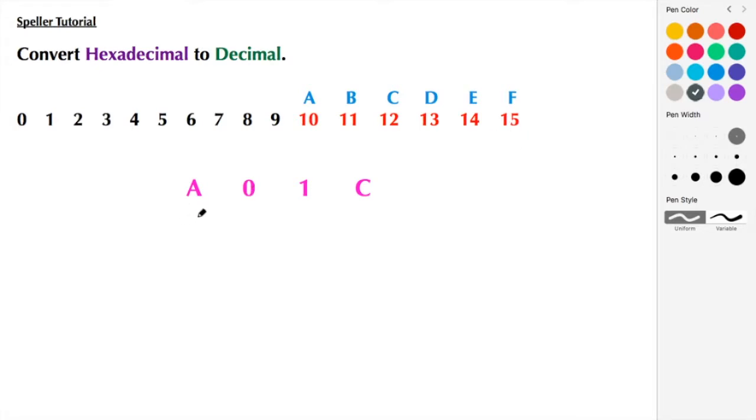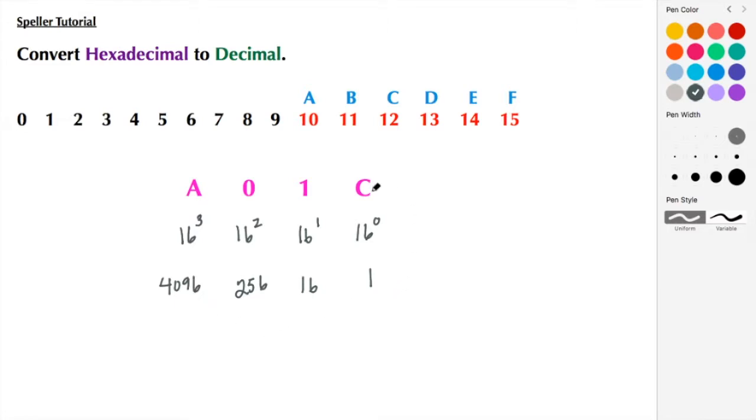So given the hexadecimal number A01C, to convert that to decimal, we're going to start by listing base 16 to the 0, base 16 to the first, base 16 to the second, and base 16 to the third. Again, we're using base 16 because we're starting with hexadecimal. So 16 to the 0 power is 1, 16 to the first is 16, 16 to the second is 256, and 16 to the third is 4096.